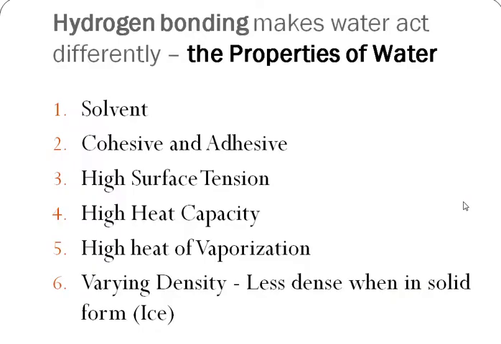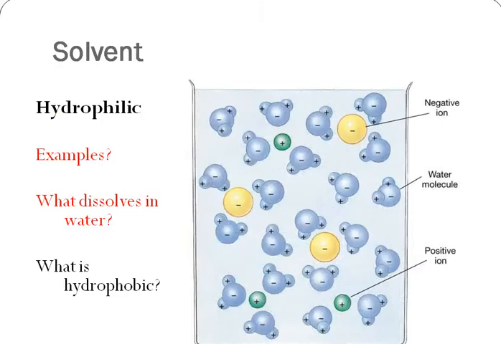So I'm going to talk about the properties of water that make it act so wonderful. And these are the list of the 6 that we're going to talk about. First, it's a solvent. It used to be called the universal solvent, but not everything dissolves in it. Hydrophilic. Hydro, water, philic, love. City of Philadelphia, the city of love. So philic is to love. And that is going to dissolve in water.